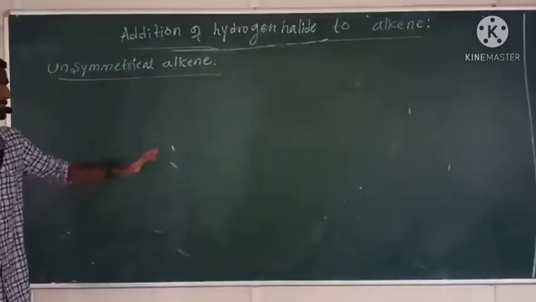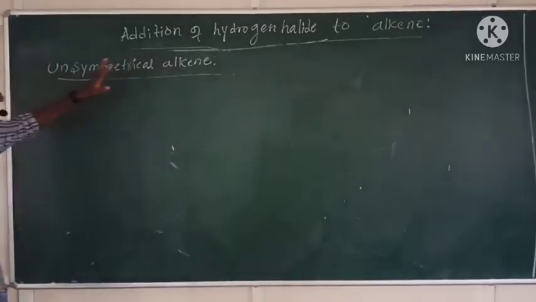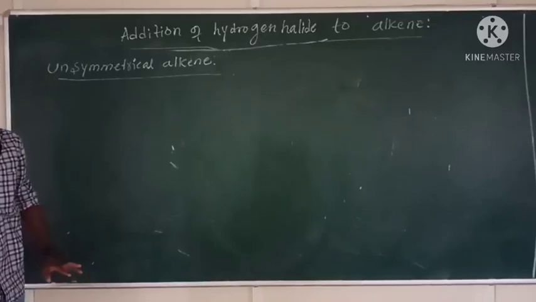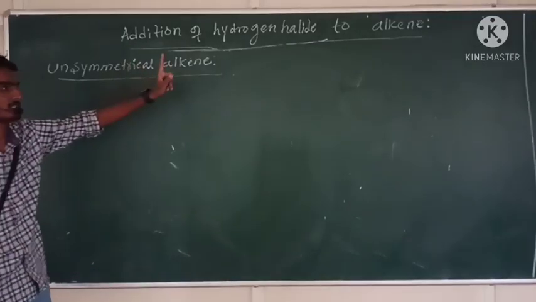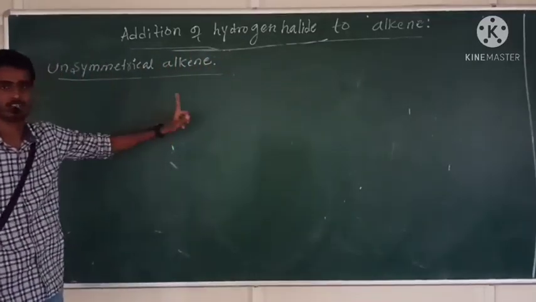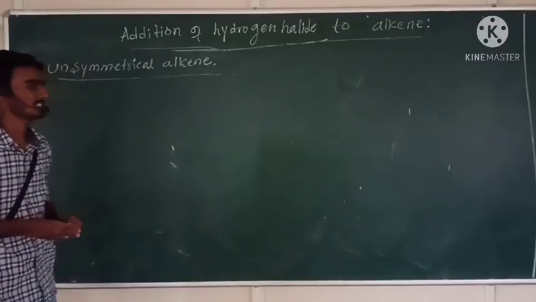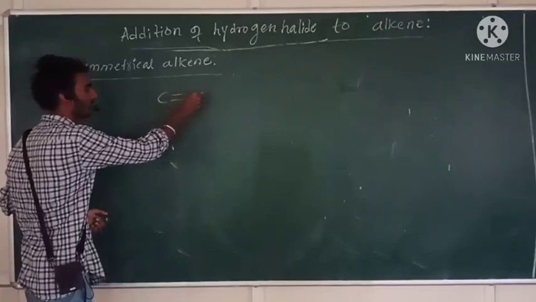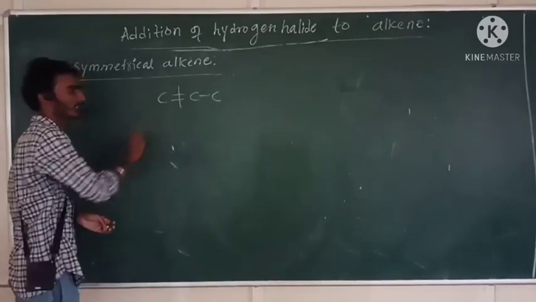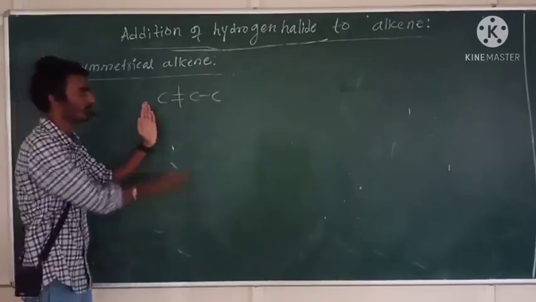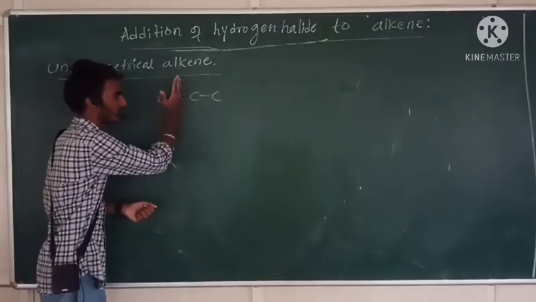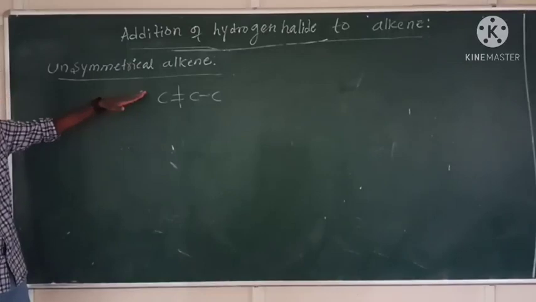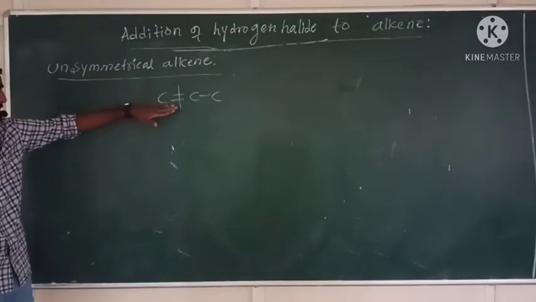In the previous class we discussed addition of hydrogen halide to symmetrical alkenes. In this class we discuss addition of hydrogen halide to unsymmetrical alkenes. So first, what are unsymmetrical alkenes? Unsymmetrical alkenes are those that, when cut into two parts, give parts that are not similar. Taking this example, when cut, this part is different and this part is different. Therefore it is called an unsymmetrical alkene.